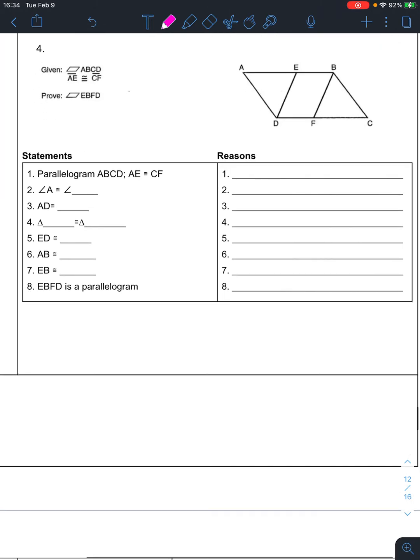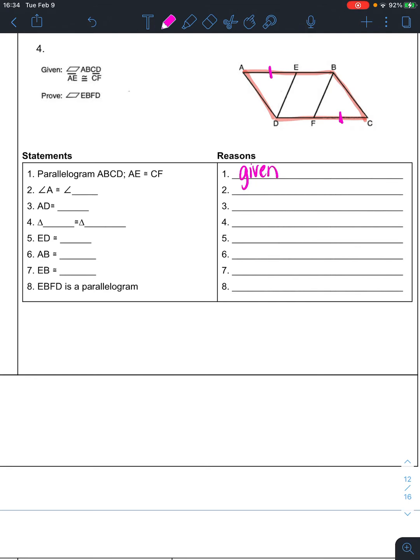All right, number 4. I know that ABCD is a parallelogram, so I'm telling you that ABCD is a parallelogram and all the things that come with it. And I'm also telling you that AE is congruent to CF. So let's look at our steps that we were given. So we know that the first step is always our given.